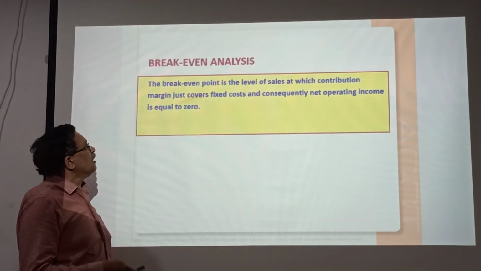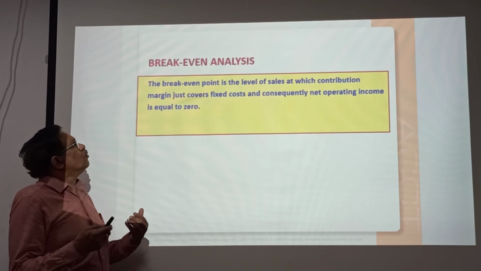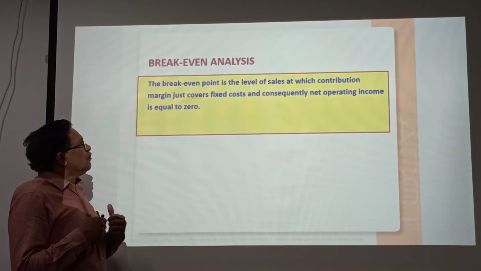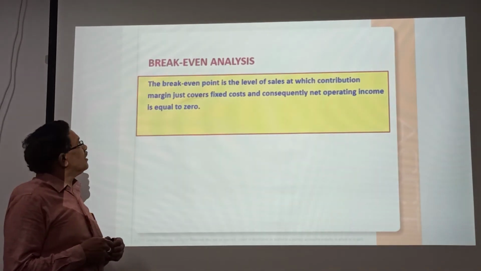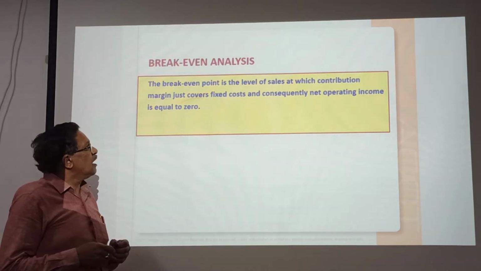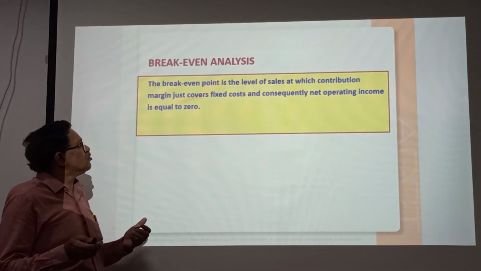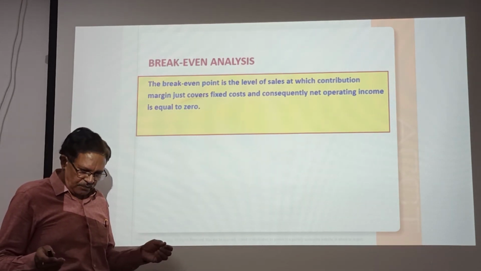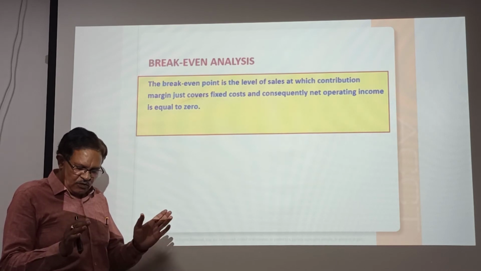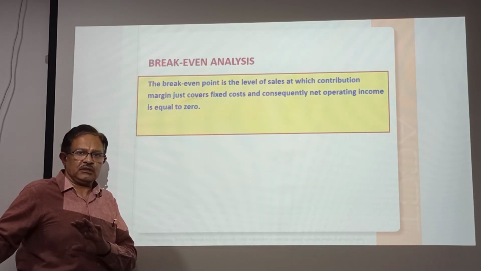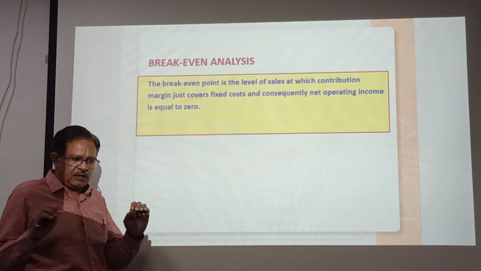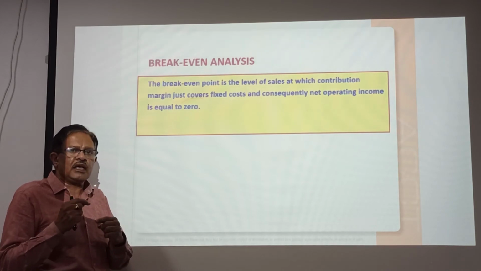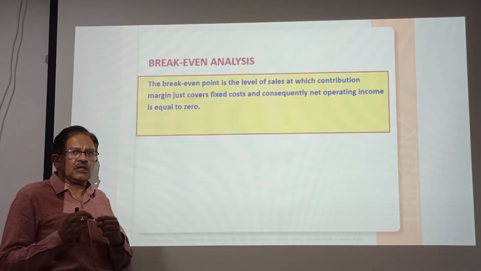Before going into that, let me give you something about the break-even point. The break-even point is the level of sales at which the contribution margin just covers fixed cost and consequently net operating income is equal to 0. In simple terms, the break-even point is a point where S minus V is just equal to fixed cost. That is, we are not left with any profit. It is a point of sales wherein the organization is not going to make any profit, nor is it going to make any losses. That is what is called the break-even point.